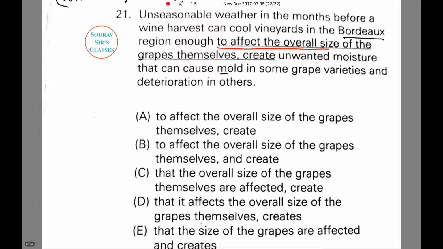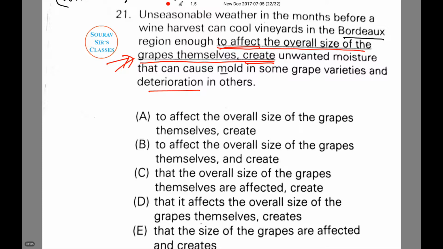Notice this line that has been underlined over here. Now we need to go through our checklist of potential errors. Is there a misplaced modifier here? Well, no. Is there a parallel construction problem? Definitely. At first, it seems as if this sentence contains a list of three actions: to affect, create, and deterioration. But wait, the third action is not an action. However, since deterioration is not underlined, we can't fix this.